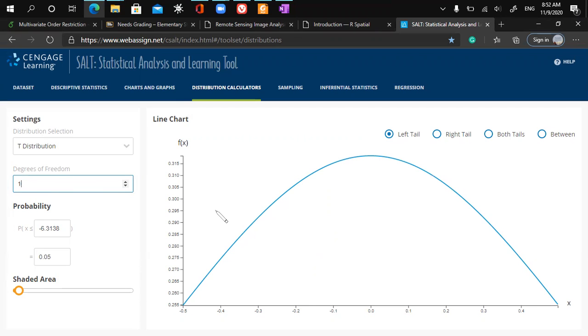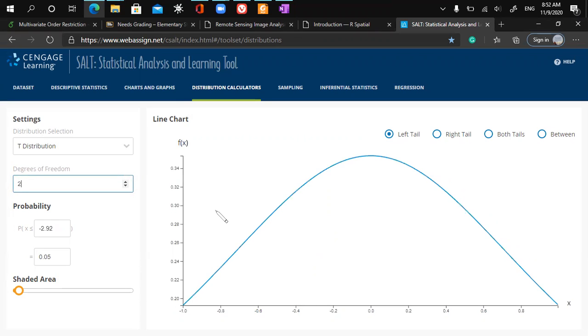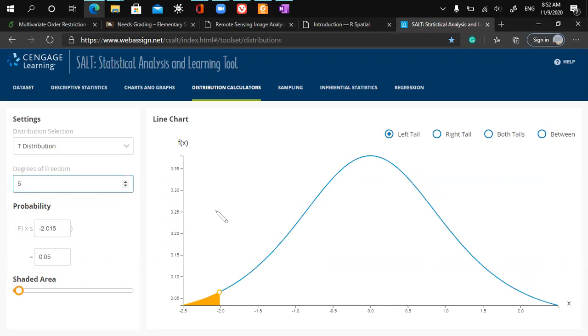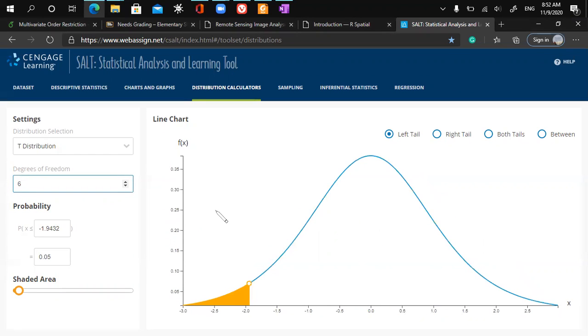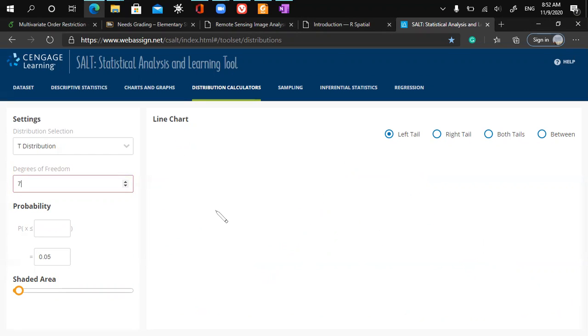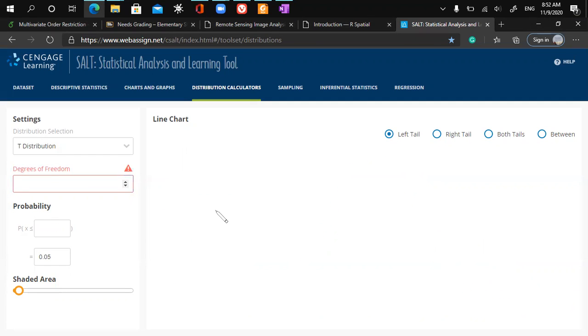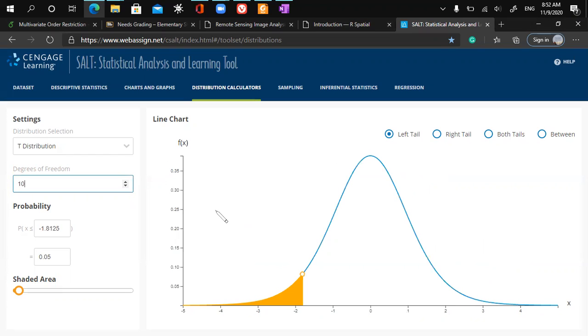How about if we make it 2? Well, a bit better. 3, 4, 5, 6, 7, 8, 9. Here the difference is not much. 10, and so on.